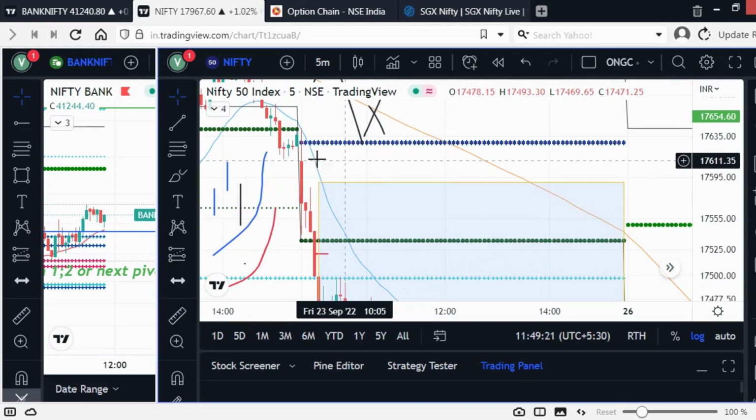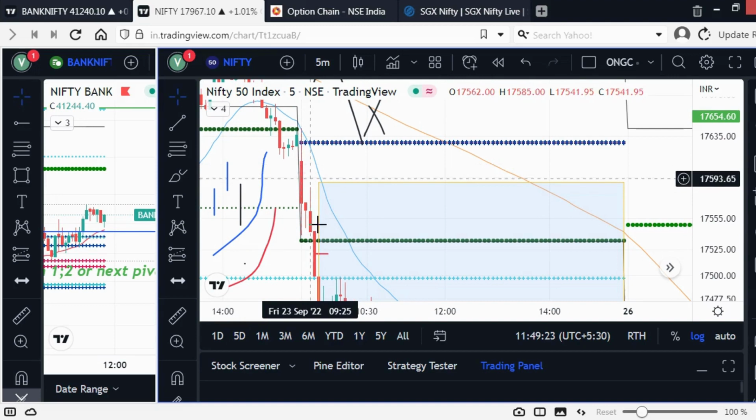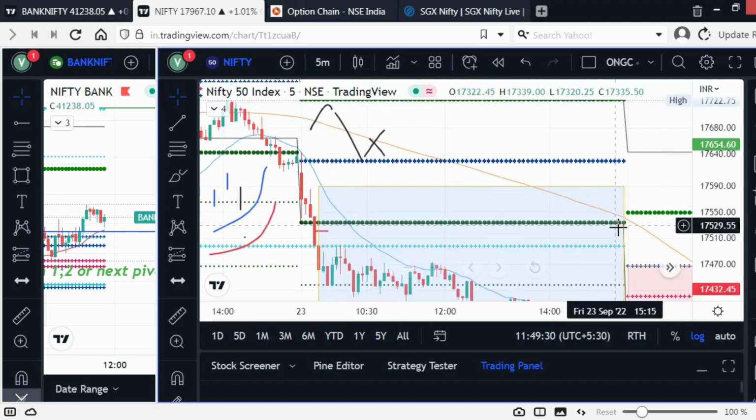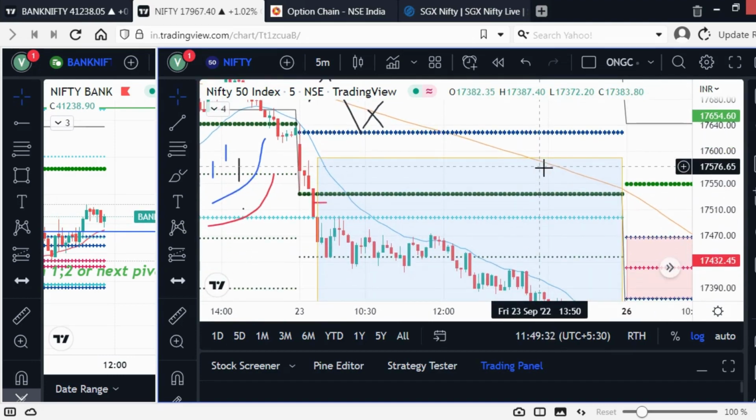Okay, if you enter somewhere here and you can take your profit somewhere at this area, but I suggest you to take the trades of 1:2 risk reward, because as a novice trader or an intermediate trader, you cannot be in the markets for such a long time.